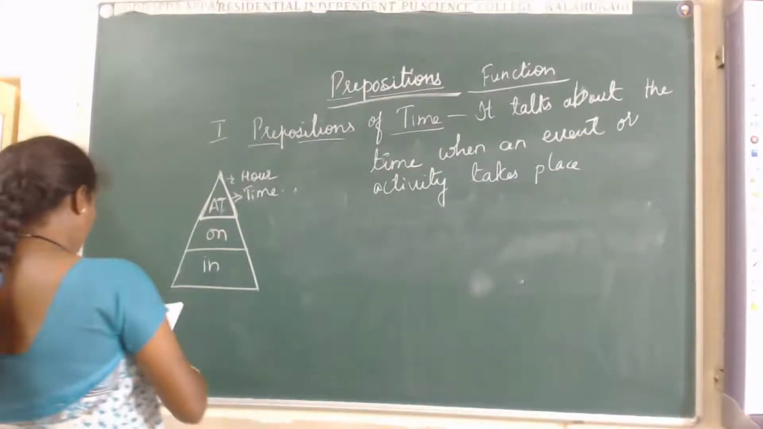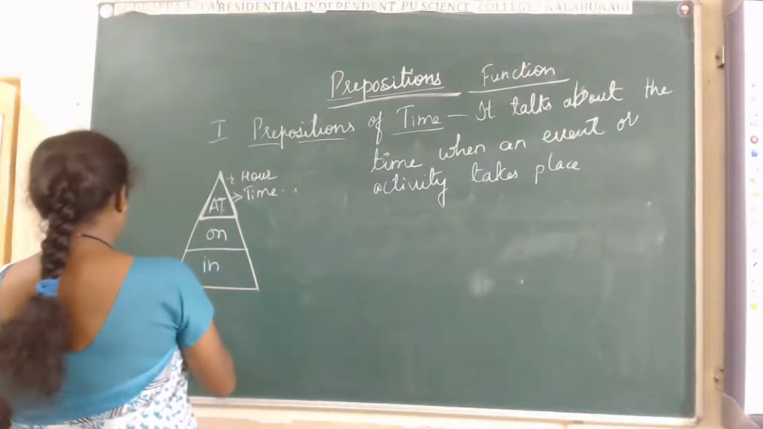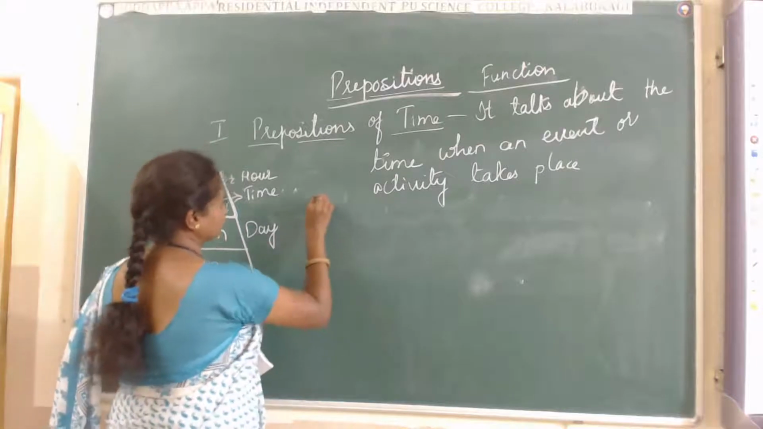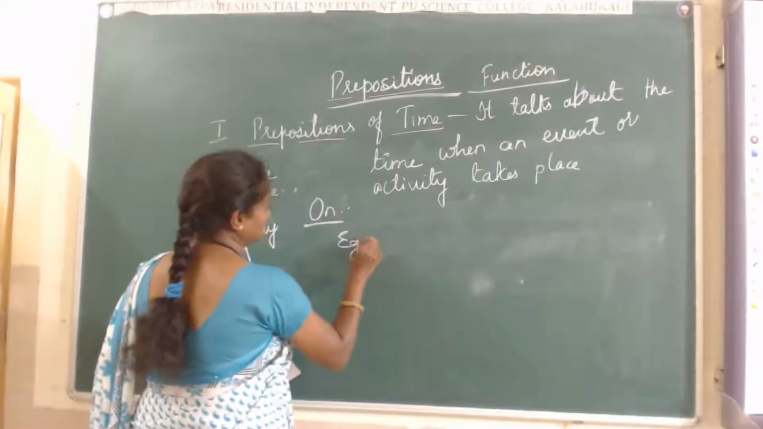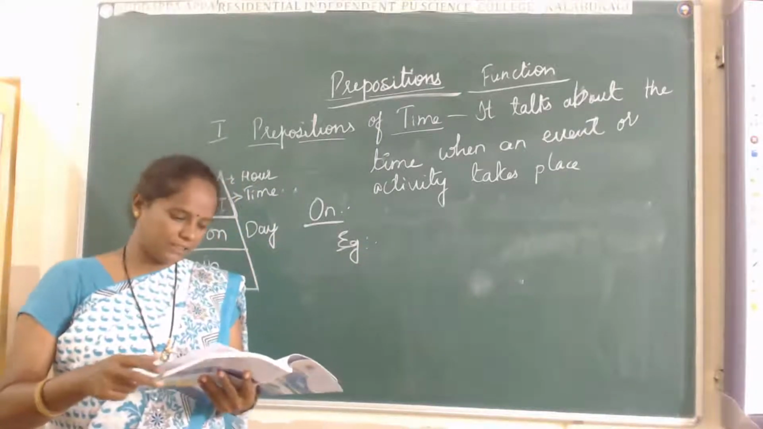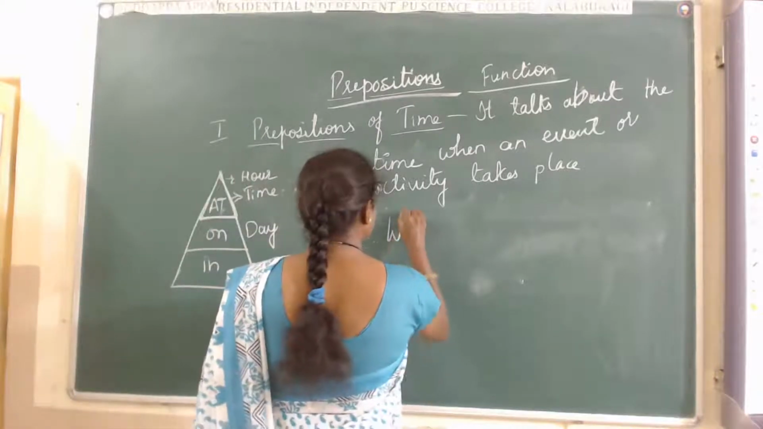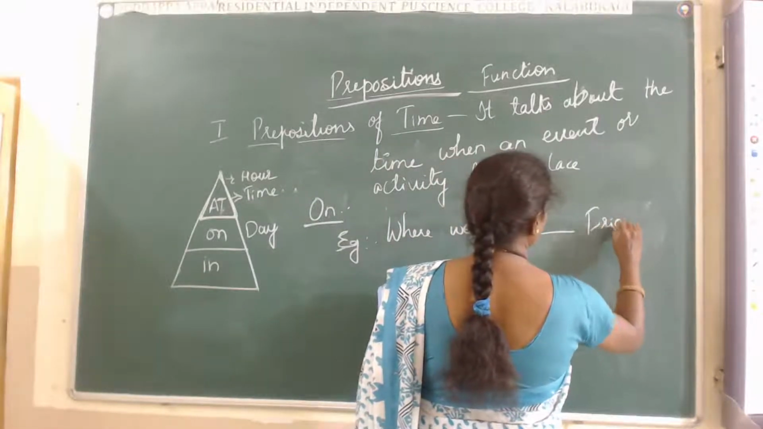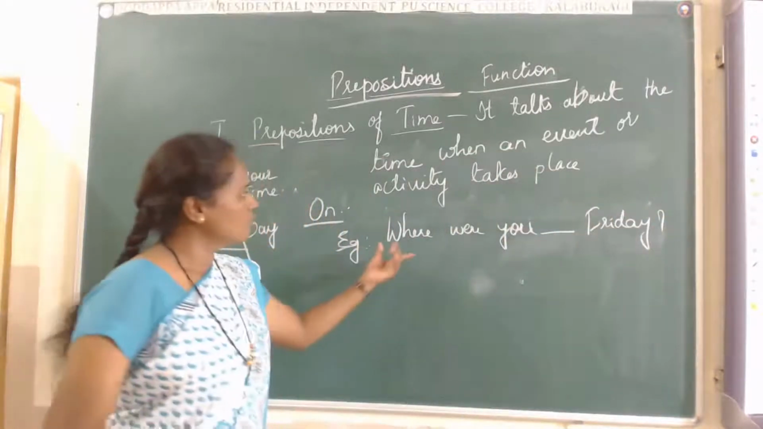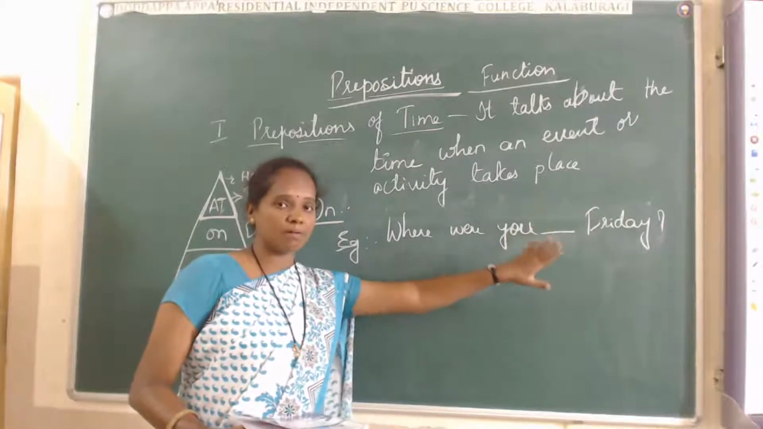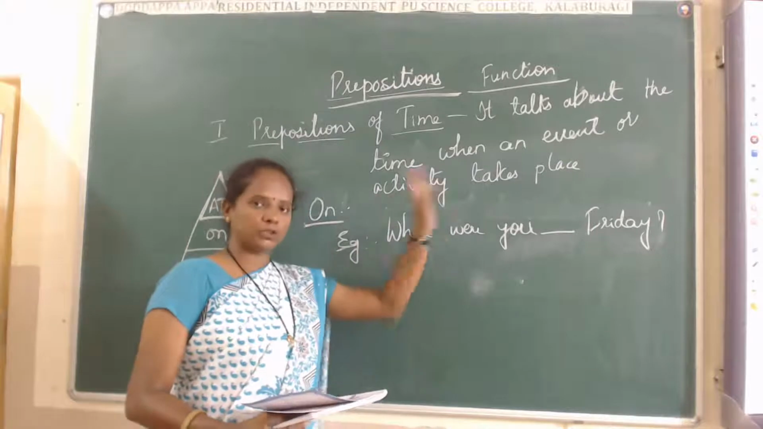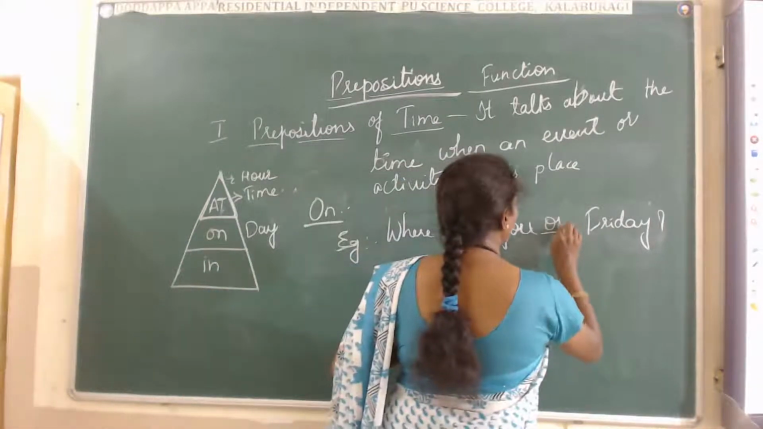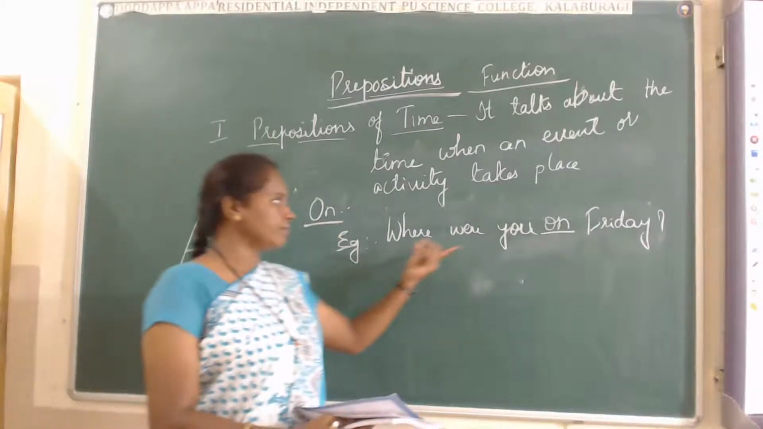"On." Here it is a little wider. It talks about the day, a particular day. See here: where were you, dash, Friday? I am talking about Friday. One person is asking another person, where were you? A particular Friday he is asking. That's why we have to use "on." On Friday. Where were you on Friday?